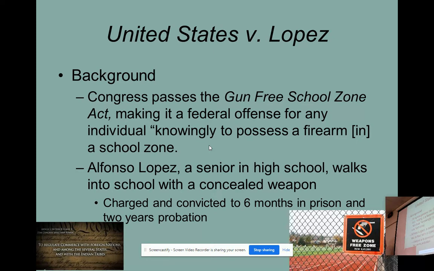The argument for Lopez is that the Gun-Free School Zone Act is not related to interstate commerce. Commerce means commercial activities, and this is not a commercial activity. The other two, the wheat production and the hotels, were commercial activity. This is not, is what they're arguing. If mere possession of an object were classified as commerce, then anything could be classified as commerce. Anything that you possess could be commerce. That's their defense.